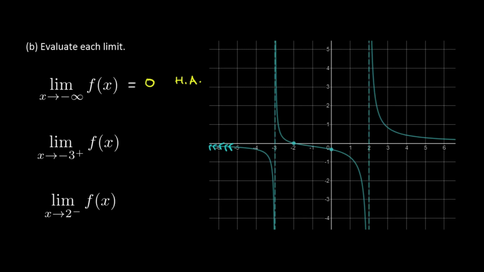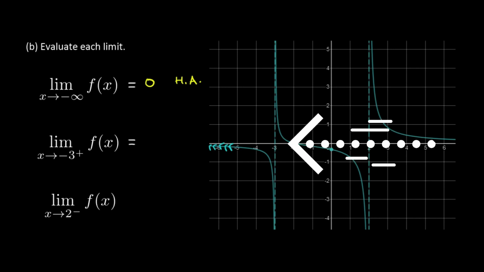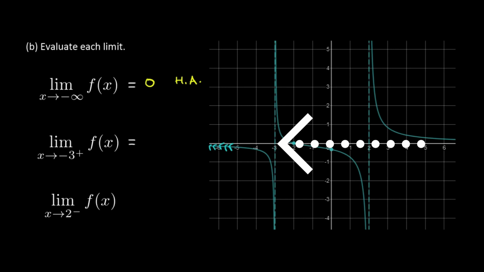Okay, and the next limit. The limit as x approaches negative 3 from the right. Now, this limit, of course, involves the vertical asymptote at x equals negative 3. And remember that plus means x is approaching negative 3 from the right. So if x approaches negative 3 from the right, we're on this side of our vertical asymptote, and we can see the closer x gets to negative 3 from the right-hand side, the bigger and bigger those y values become.